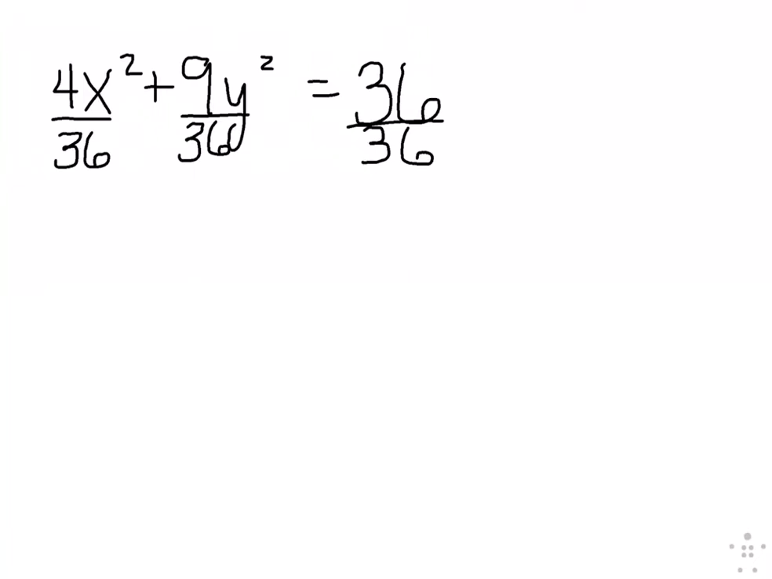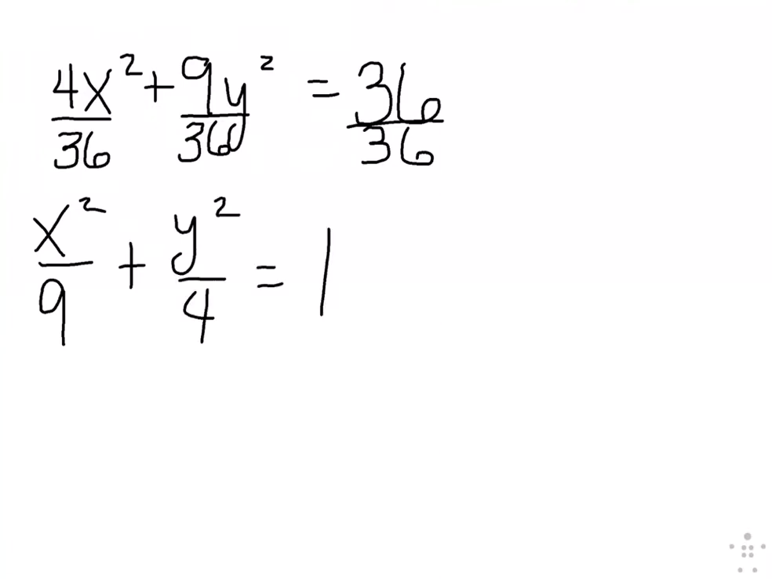So what's 4 over 36 reduced to? 1 over 9. Or x squared over 9. What's 9 over 36 reduced to? 1 over 4. And 36 divided by 36 is 1.